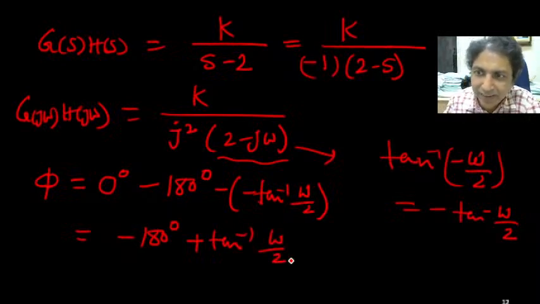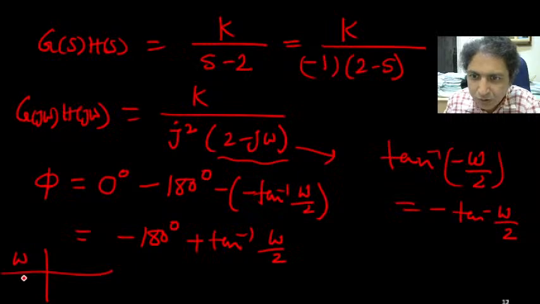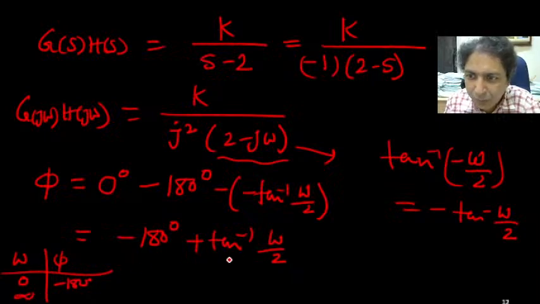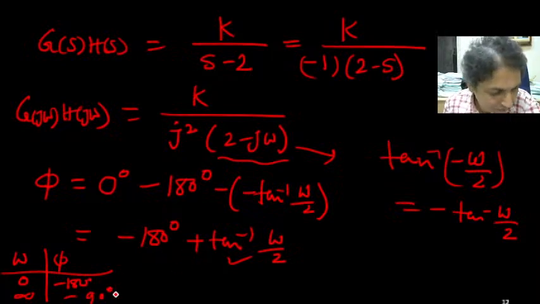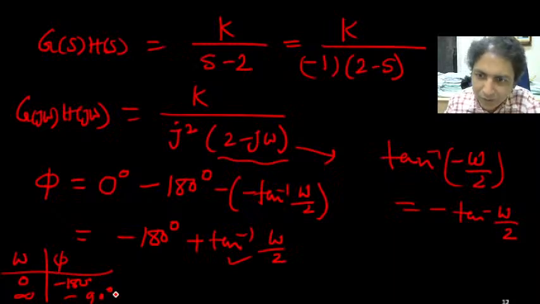Now we can see how the phase is changing. When omega equals 0, the phase equals minus 180 degree. And when omega equals infinity, this will provide 90 degree. So minus 180 plus 90 is minus 90 degree. Okay, so it is moving from minus 180 to minus 90.